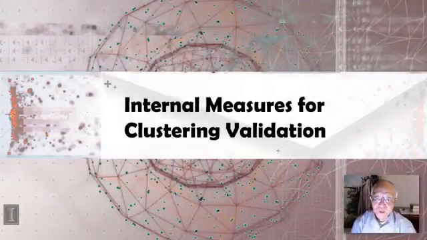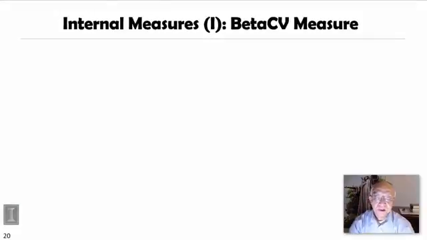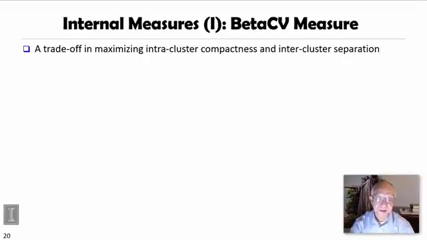In this session, we will introduce internal measures for clustering validation. Remember, we just discussed several kinds of external measures. The lucky thing for external measures is we do have ground truths. We have expert knowledge, we have priors. Unfortunately, in many cases, we do not have ground truths. That's the reason we have to rely on internal measures.